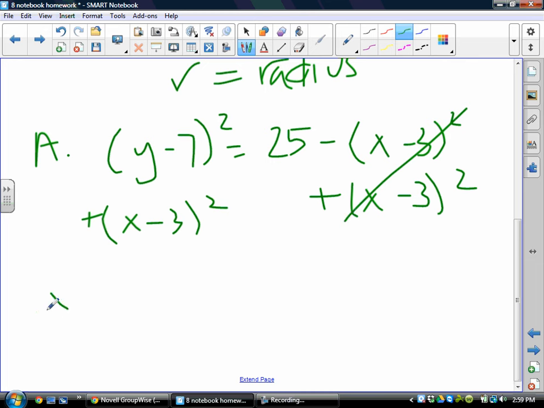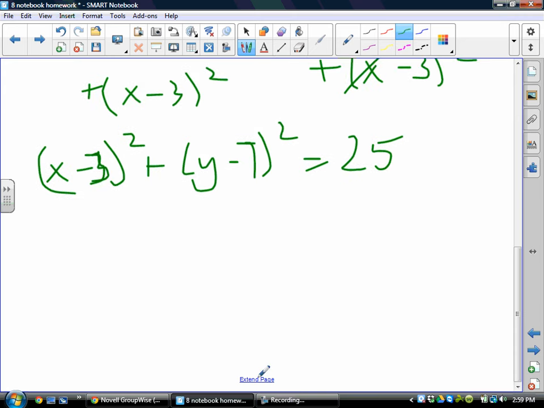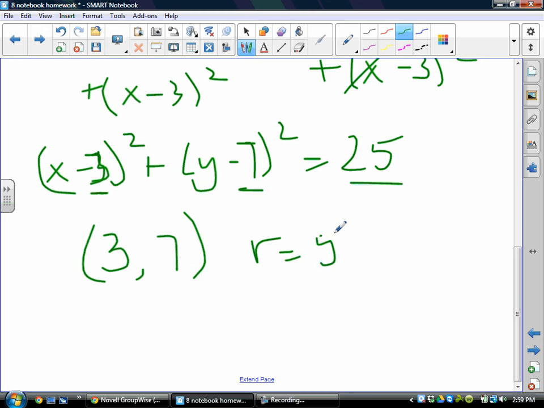So now I have (x minus 3) squared plus (y minus 7) squared equals 25. Now it's in the correct format. I can just look and figure out what my h, what my k, and what the radius is. The h and the k are the opposite of what these are, because it's x minus h. So the h value itself is 3. The k value is just 7. And then my radius is the square root of 25, so that's going to be 5.